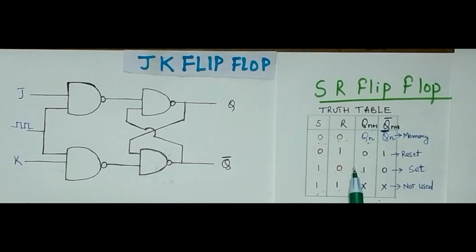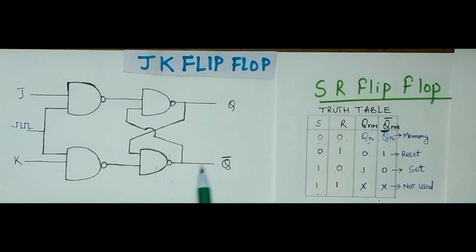When the input was 0 0, it was in the memory state. When I have to store 0, then 0 1 was the combination. When I have to store 1, then 1 0 was the combination. But this last state 1 1 was not used in the SR flip-flop, which was the problem. This problem can be overcome in the JK flip-flop, so we will modify the circuit.